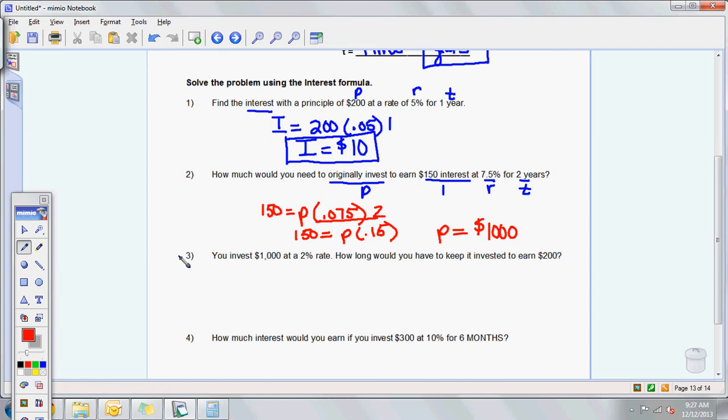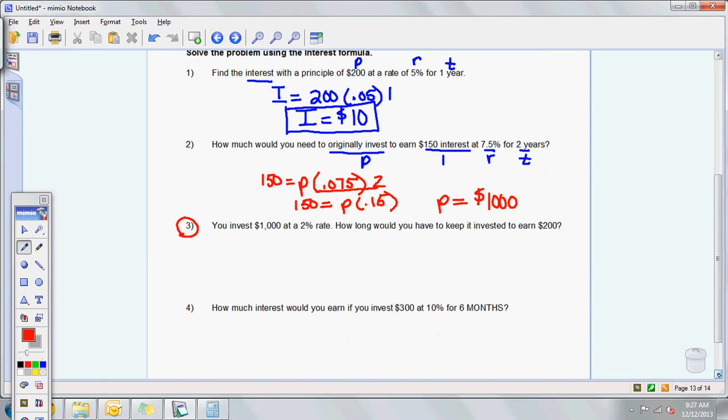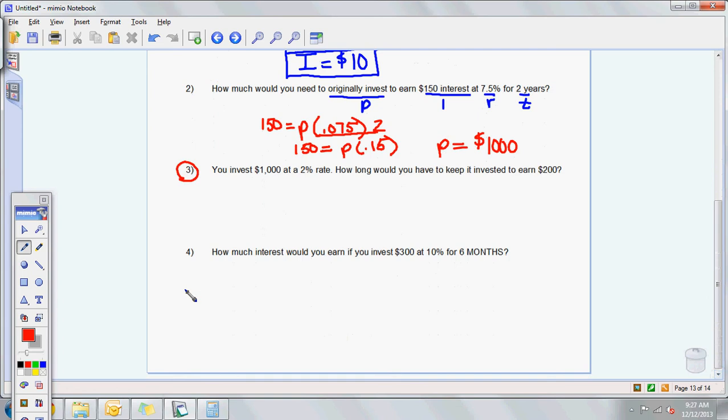I'm going to have you guys try number 3 on your own and answer that question on your Google form, but let me just walk you through this one real quick because it's a little weird. So how much interest would you earn if you invest $300 at 10% for 6 months? So how much interest, that's what I'm missing. This is how much I'm going to put in, so that's my P, my rate, and 6 months. So that's my time, which we'll have to come back to. So let's plug it into our equation.